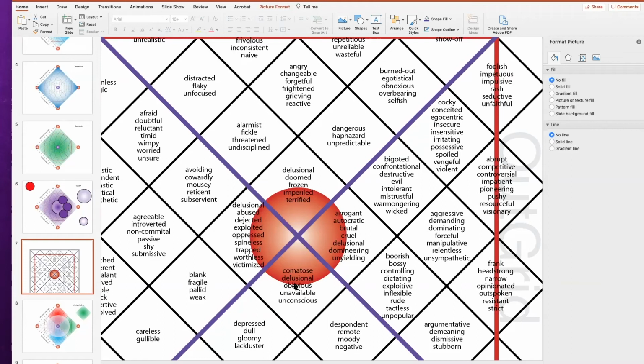And by the way, horizontally, we can also see a dynamic, and now we'll talk more about it. The people that are too far outgrid tend to become the perpetrators, because they can be autocratic and brutal and cruel and dominating and demanding and manipulative and all that sort of stuff. And meanwhile, you've got the people very far ingrid who are avoiding and cowardly and subservient and fragile and weak, and all these sorts of things.